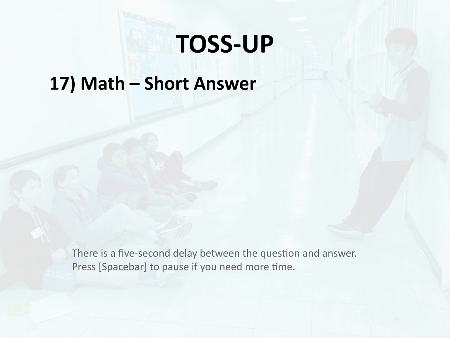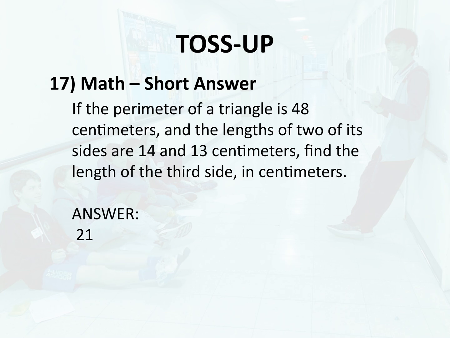Toss-up 17. Math, short answer. If the perimeter of a triangle is 48 centimeters, and the lengths of 2 of its sides are 14 and 13 centimeters, find the length of the third side, in centimeters. Answer, 21.